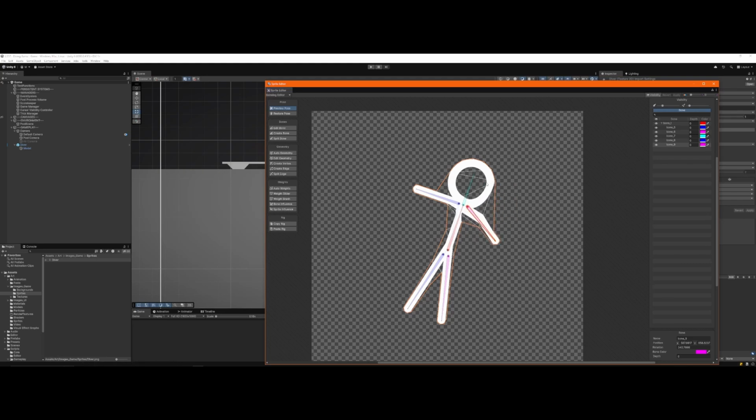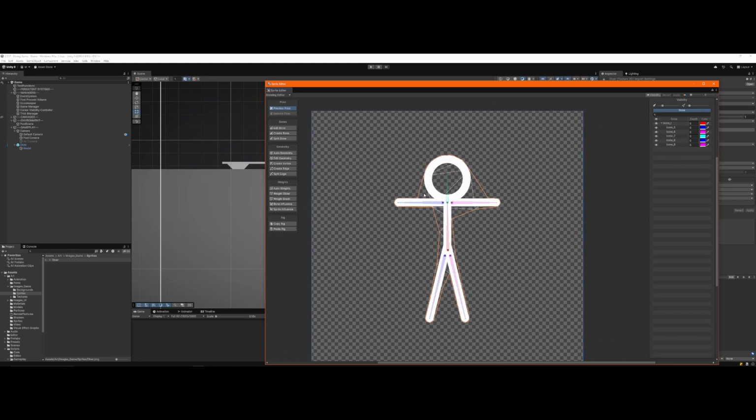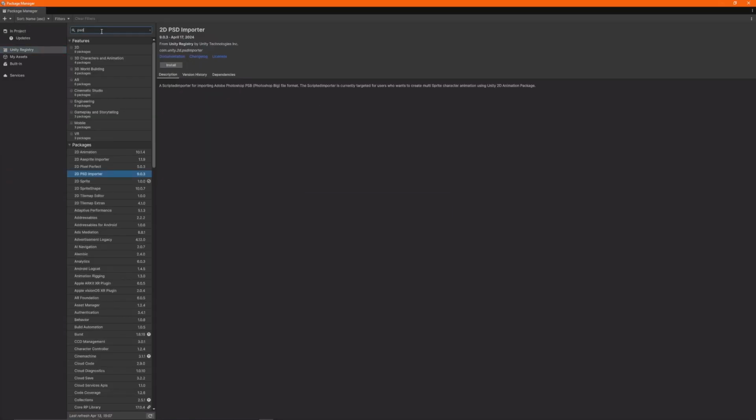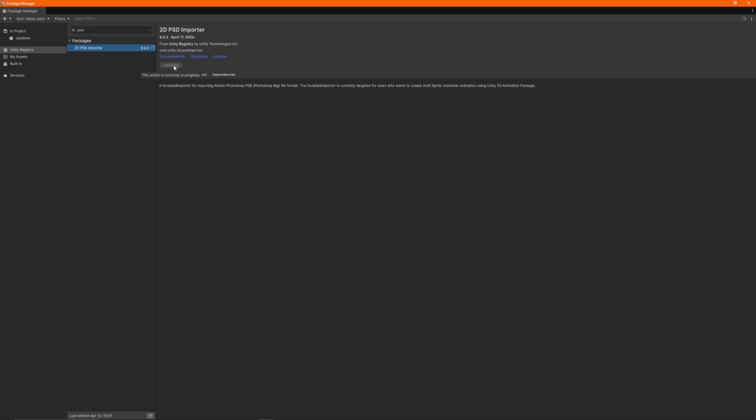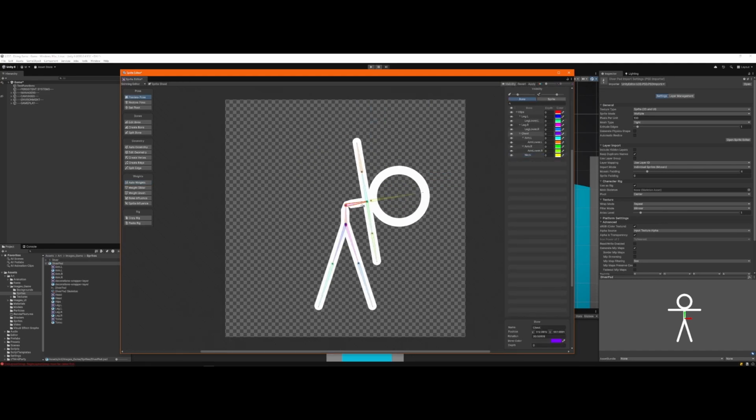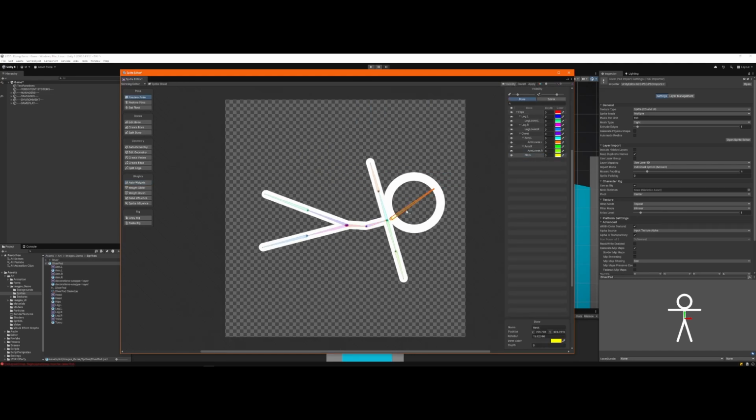I naively started by importing my stick figure as a single sprite, and just struggled for a while trying to rig it such that each limb could move without distorting the others. I finally realized that this approach was never gonna work, and found out that Unity's PSD importer package was the proper workflow. With this, I could import each layer of my source image as a separate sprite, and then the rigging was much easier to set up and get the results that I wanted.